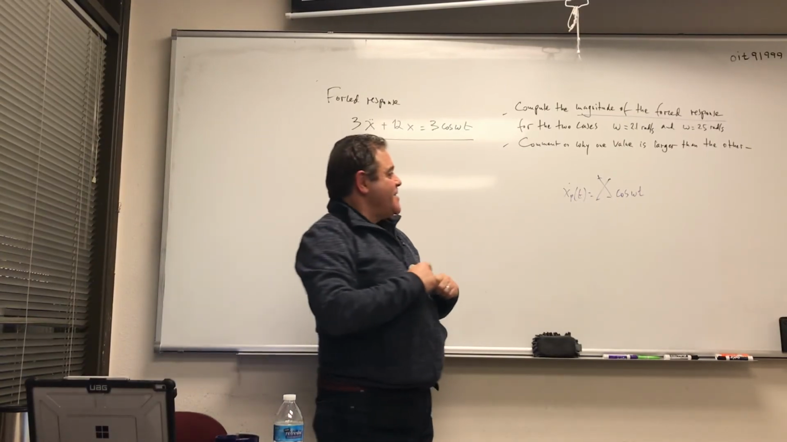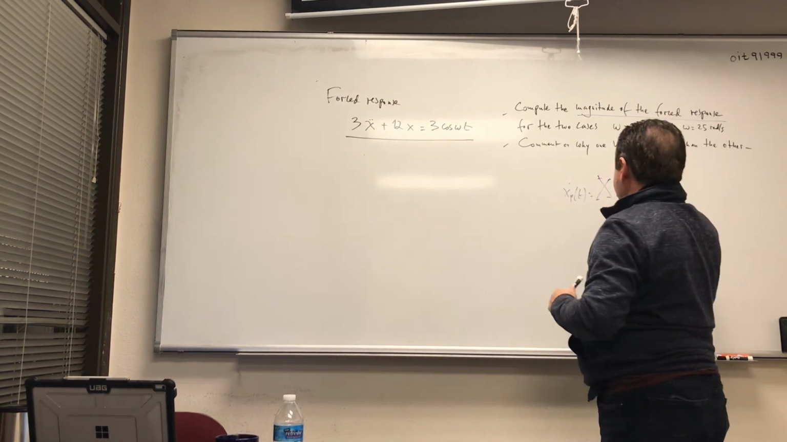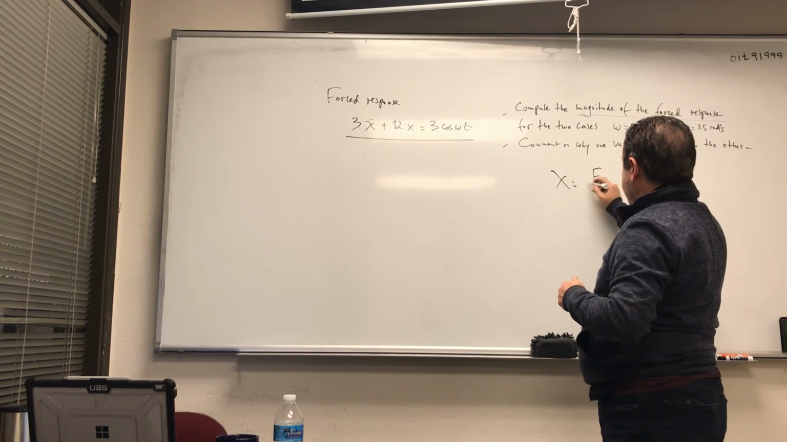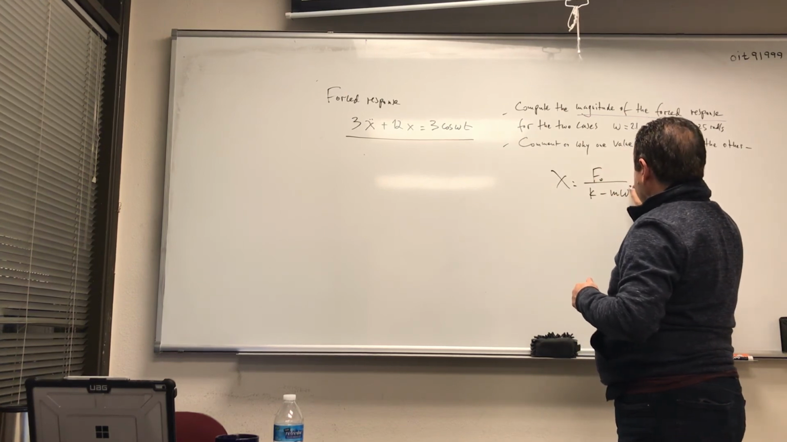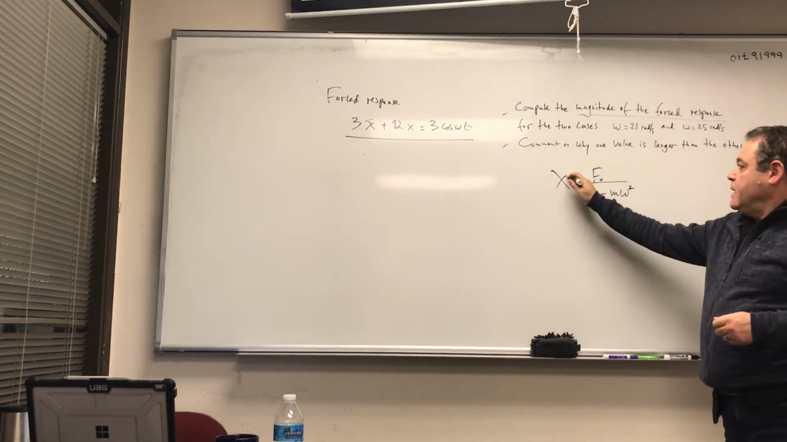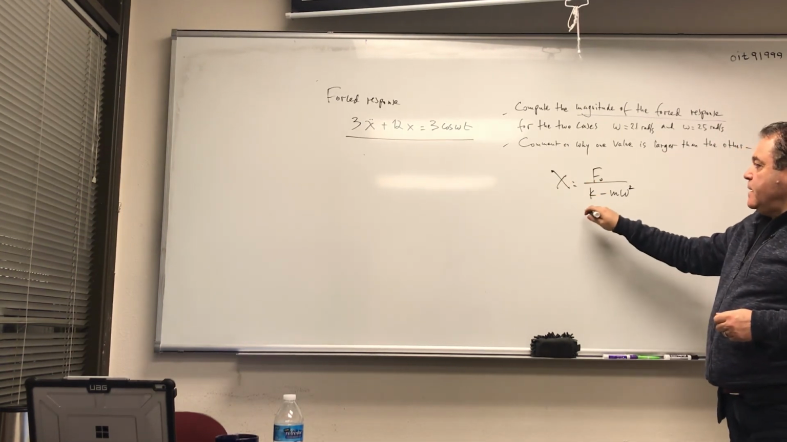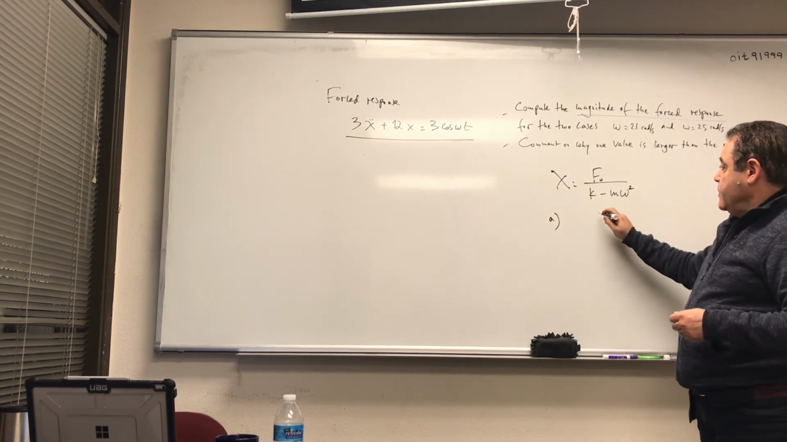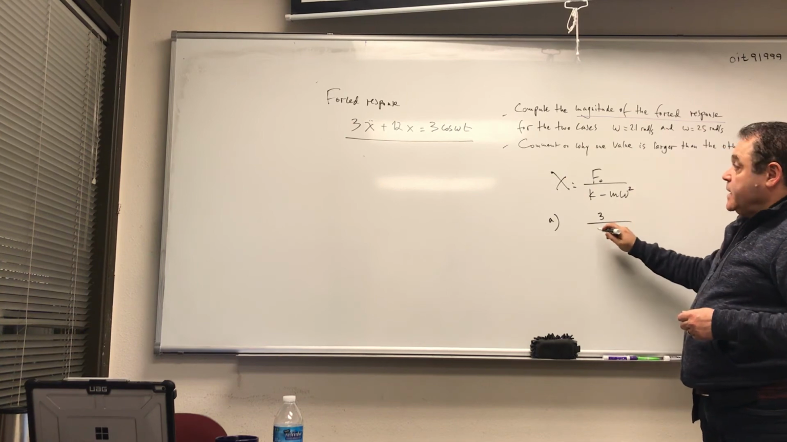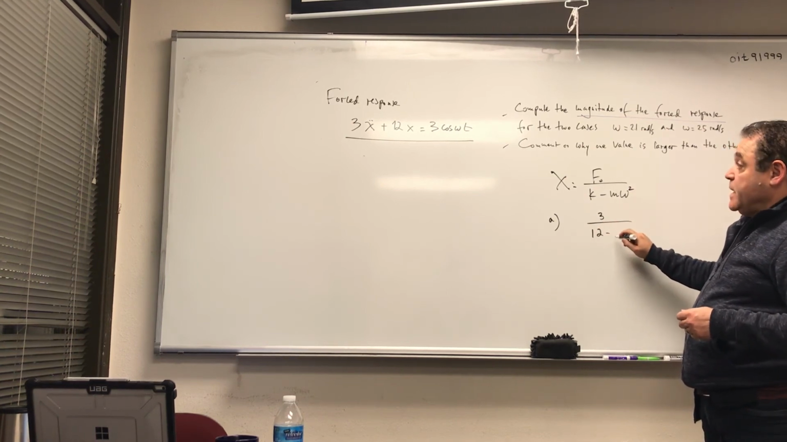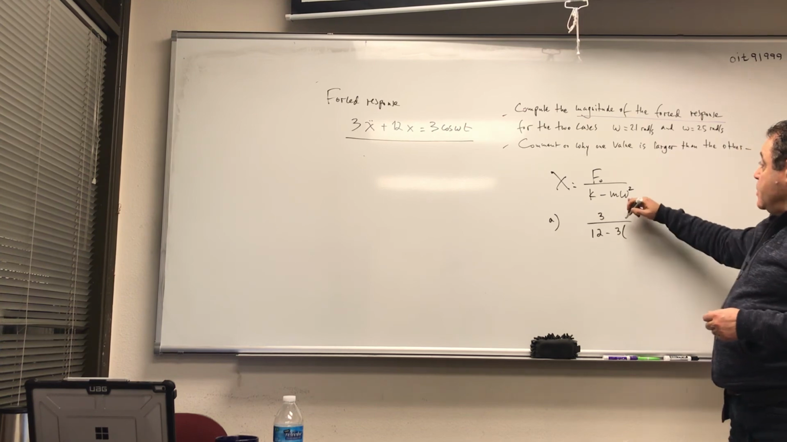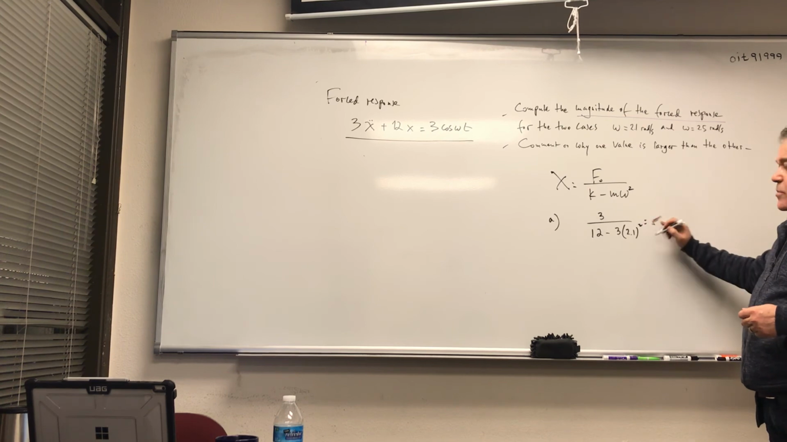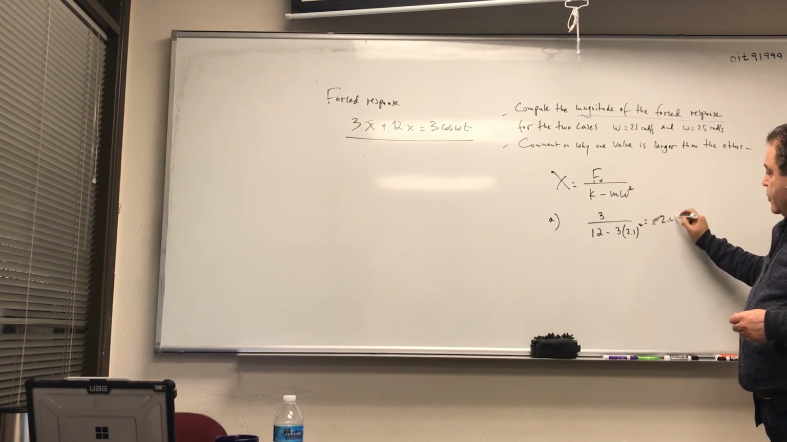So in this particular problem, you have x equals, I think it's f0, over k minus m omega squared. So that's what you are trying to figure out. For the first one, f0 is equal to 3. So the first case, you're going to have 3 over k, which is 12, minus m, which is 3, times omega squared, which is 2.1 squared. I have no idea what this value is. Negative 2.44, something like that.